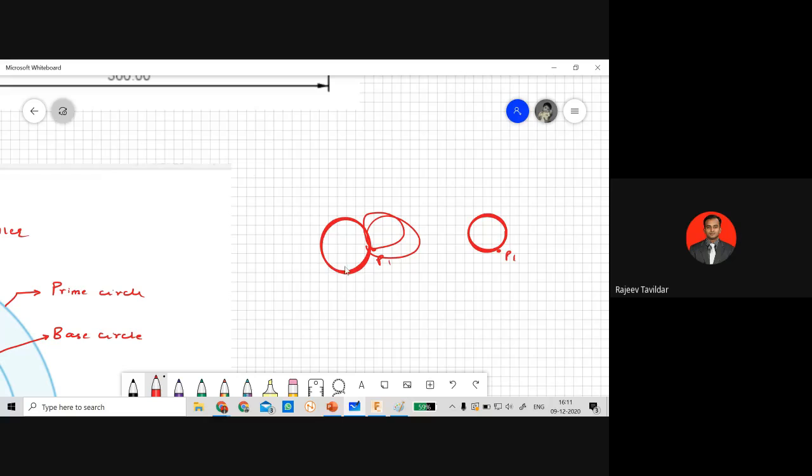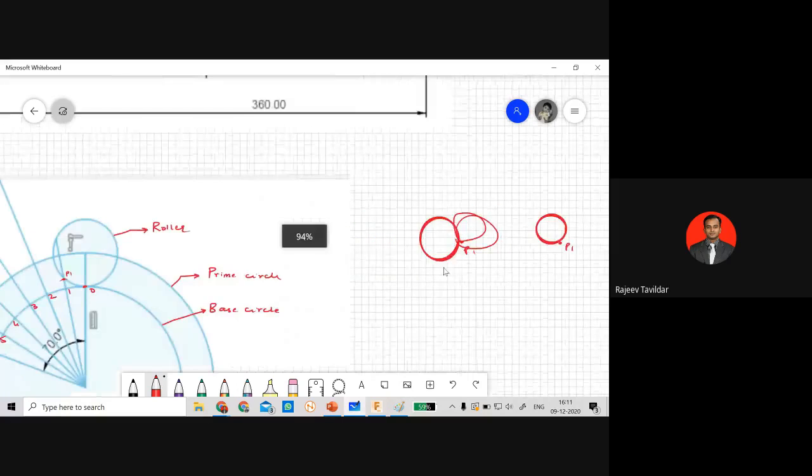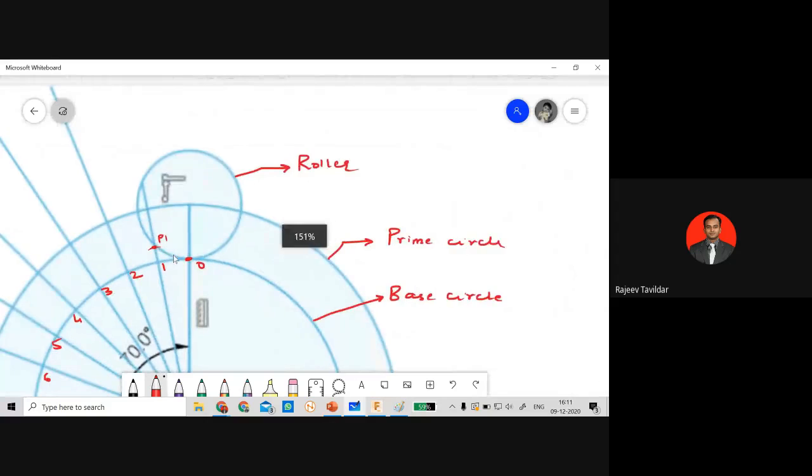So I don't want the end point of that circle. Instead of measuring it from 1, I'll measure it from the prime circle. If I measure it from the prime circle, what I will be getting is not the end point of the circle. Instead, I'll be getting the center of the circle. So once I know the center of the circle, drawing the circle becomes very easy.